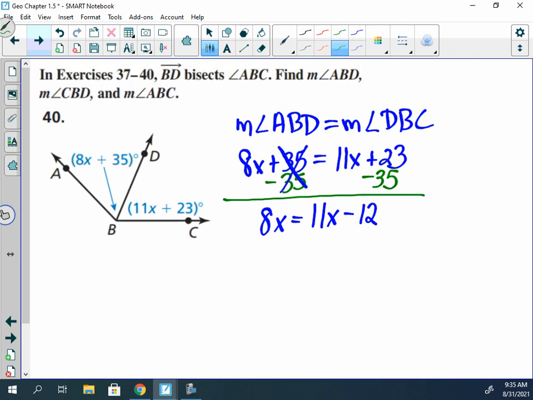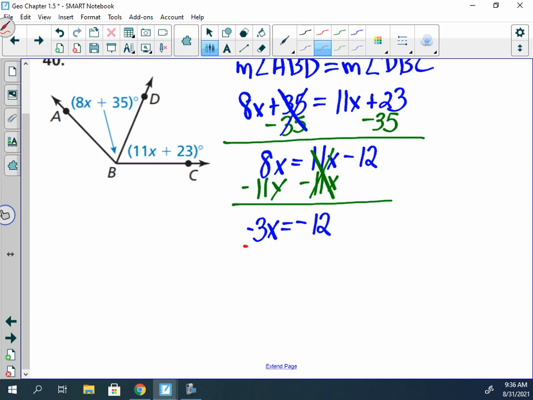And then what can we do? We would want to do that, but since there's the equal sign between them, we can't just add them. Yeah, we'll have to subtract 11x from both sides. I think that's what you're going to say, Janessa, right? 11x minus 11x would cancel. 8x minus 11x would be negative 3x equals negative 12.